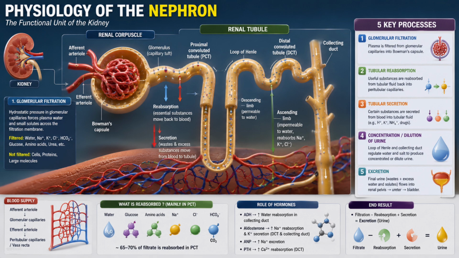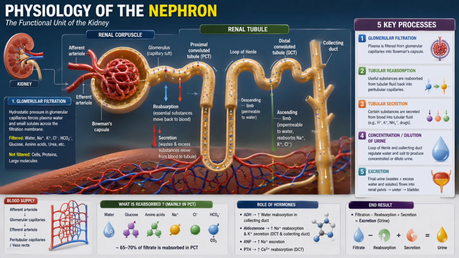Antidiuretic hormone, or ADH, increases water reabsorption in the collecting duct, producing concentrated urine. Aldosterone enhances sodium reabsorption while increasing potassium secretion. Atrial natriuretic peptide hormone promotes sodium excretion, whereas parathyroid hormone increases calcium reabsorption.